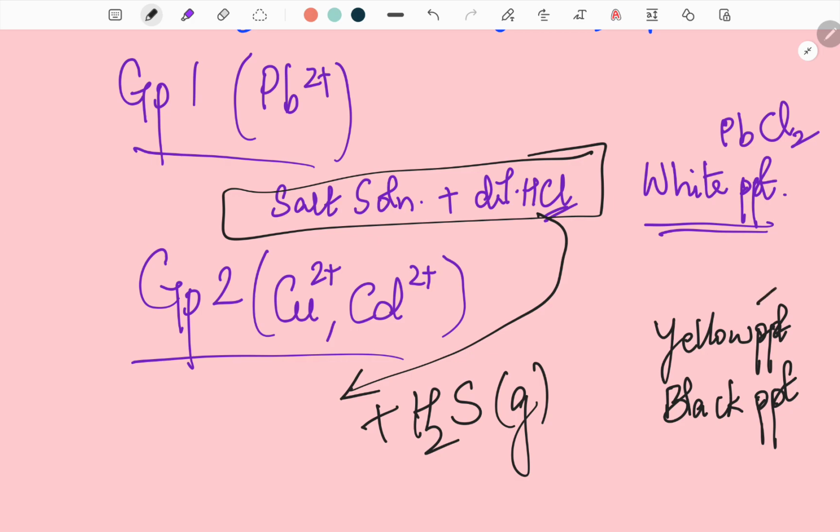If you are getting a yellow precipitate, that means cadmium ion is present. If you are getting a black precipitate, then copper Cu2+ is present, and the precipitates are cadmium sulfide and copper sulfide or cupric sulfide respectively.